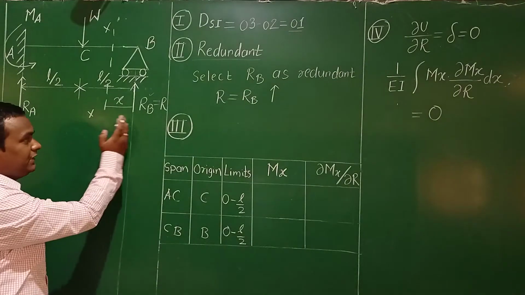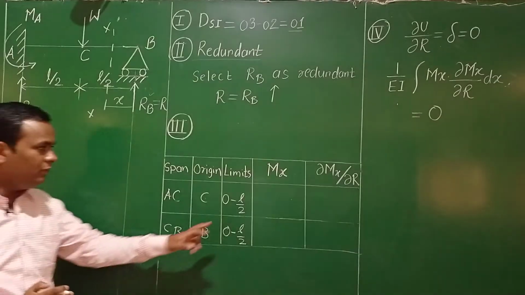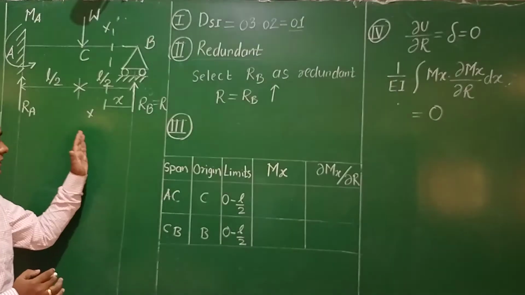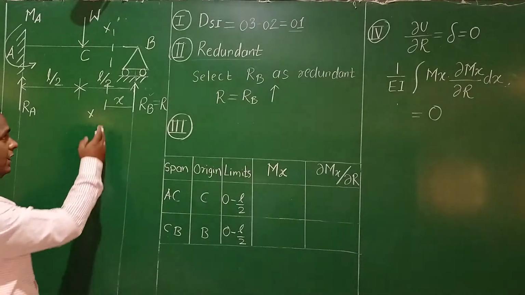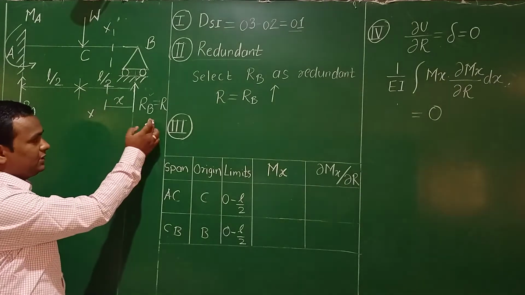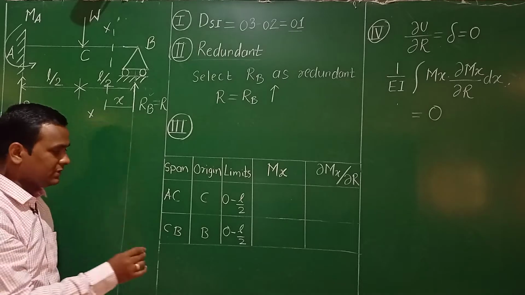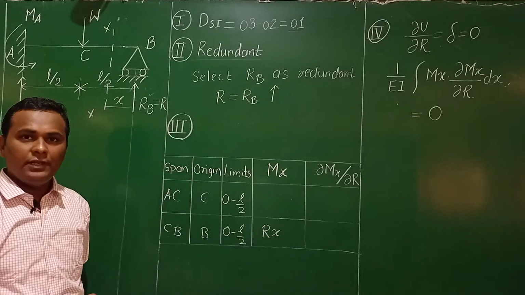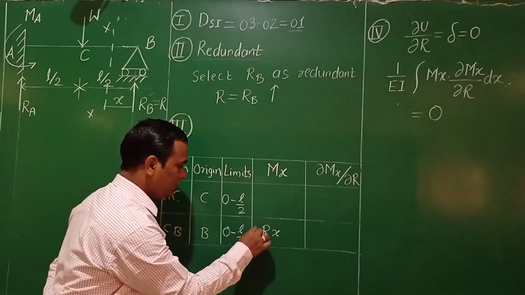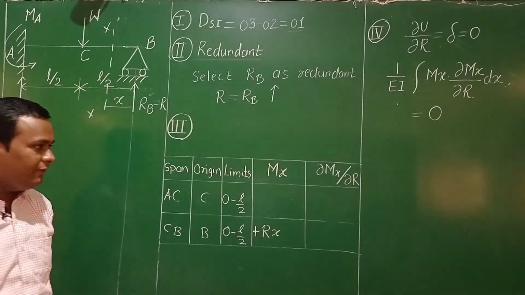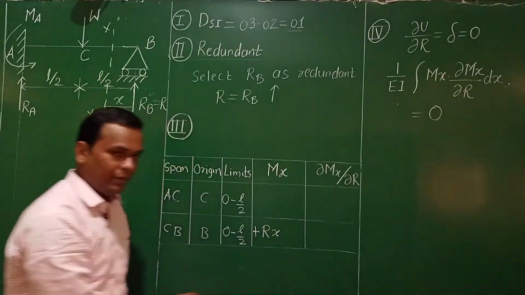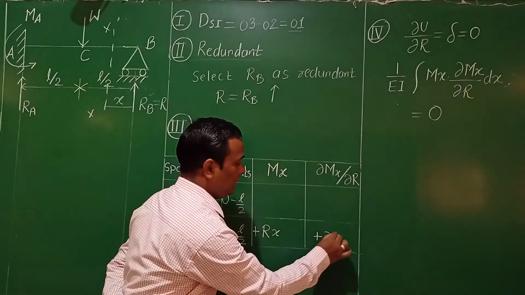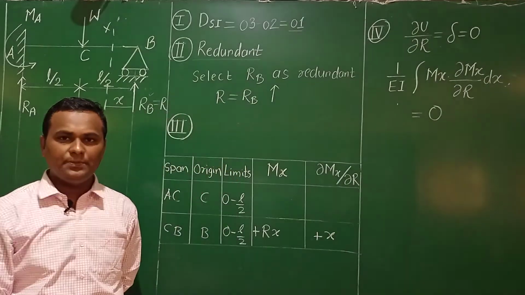Now by considering the right hand side of this section, we have to first find out the equation of bending moment for span CB. So for span CB, you consider the right hand side and take the bending moment at section XX. So it is R multiplied by x. Now it will be creating sagging bending, so here it is plus Rx. And when you take the partial derivative of this Mx with respect to R, you will be getting it as plus x.